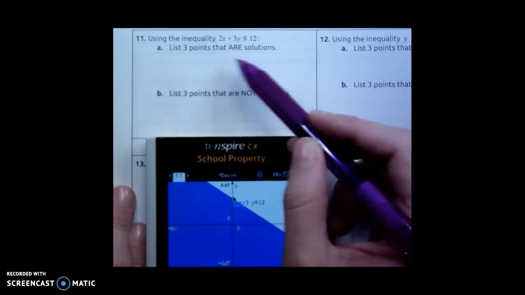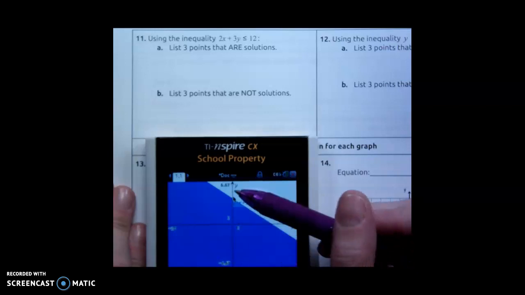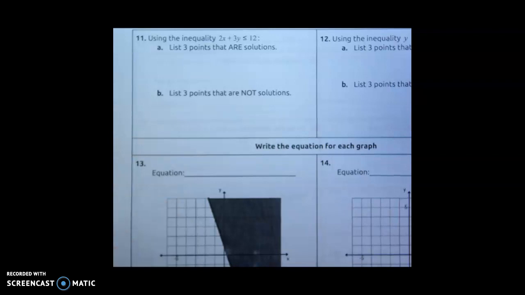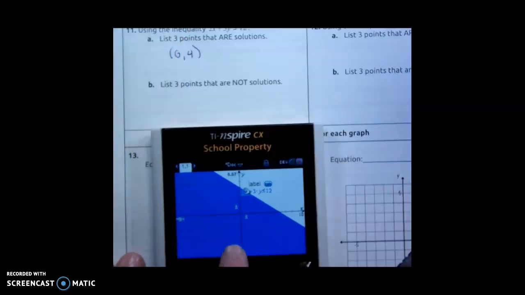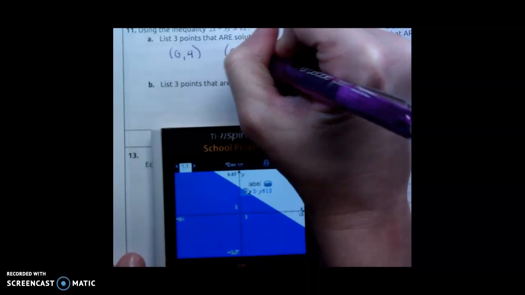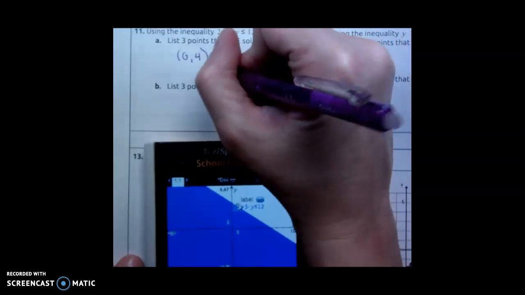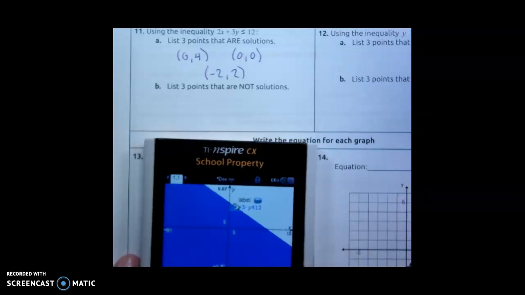So if I'm going to list 3 points that are solutions, I just pick any 3 points that are in this shaded area, or because it's a solid line, it could also be on the line itself. So I'm going to look at my calculator, and it looks to me like the point (0, 4) is exactly on the line. So I'm going to put (0, 4). I can also see that the origin, (0, 0), is an answer. And then just to pick one more, how about (-2, 2)? Your answers may be different than mine, and that is totally fine. Like I said, there's an infinite number of solutions.